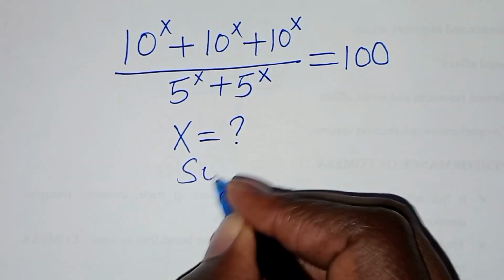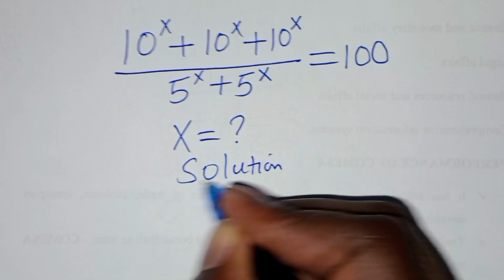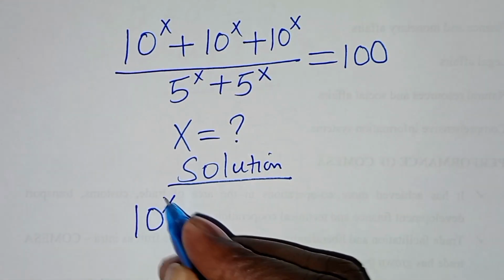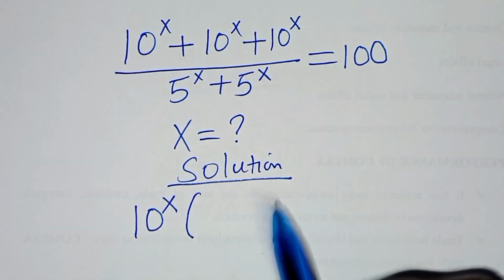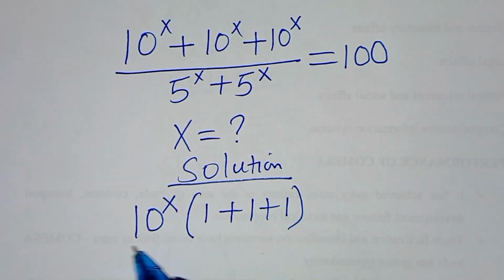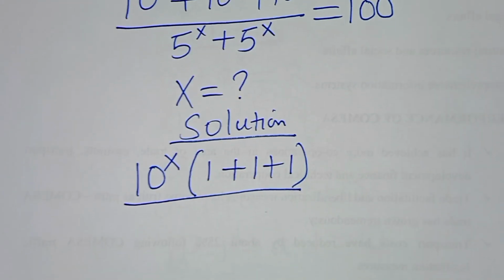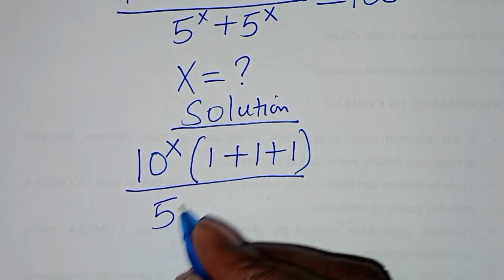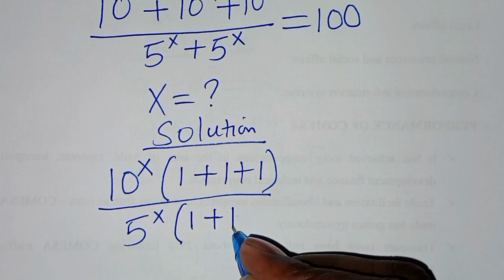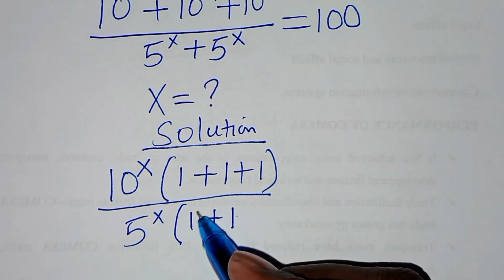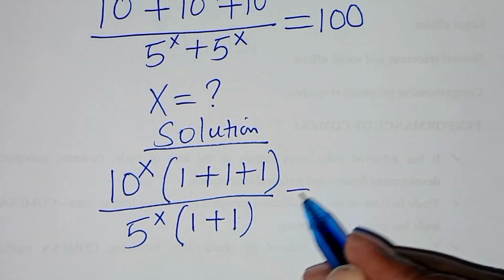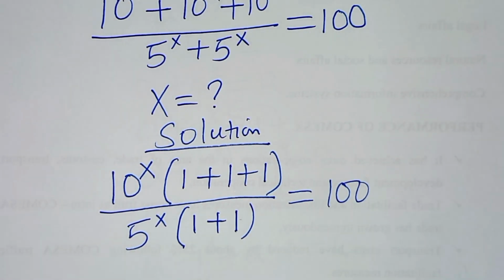Now, solution here, we have that 10 to the power x is common here. So we factor out 10 to the power x. So here we'll have 1 plus 1 plus 1 divided by, now 5 is common here, we factor out 5 to the power x. Again, here we'll have 1 plus 1, that is 5 to the power x divided by 5 to the power x is 1 plus 5 to the power x divided by 5 to the power x is 1. So this is equal to 100.